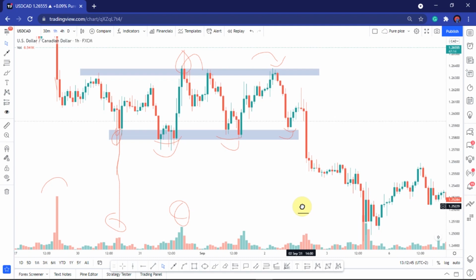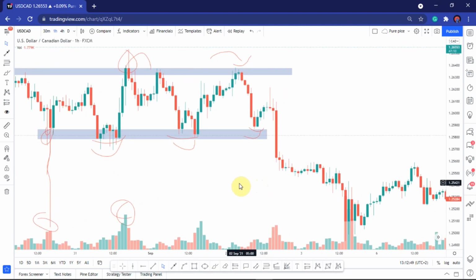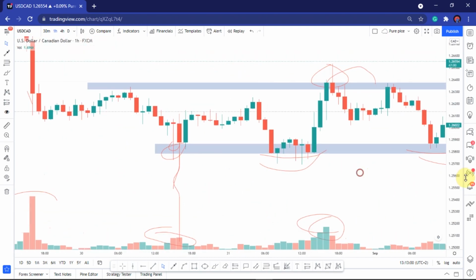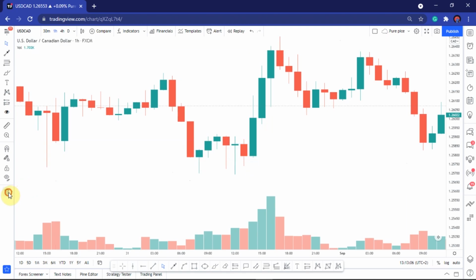Before I end this video, when it comes to entering your trades, it doesn't necessarily mean that you should enter your trades immediately when price comes to the support. You should always wait for price to react, and see what price does in that level. For an example here, let me just erase everything.